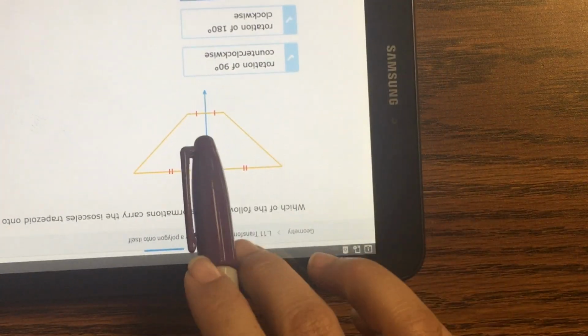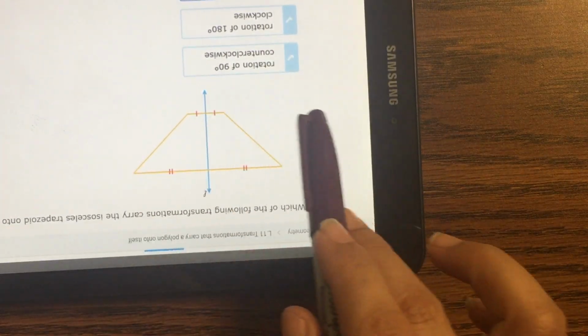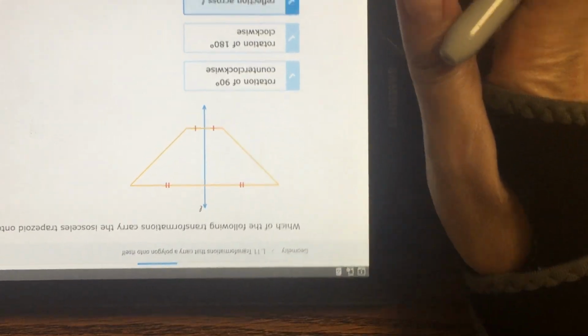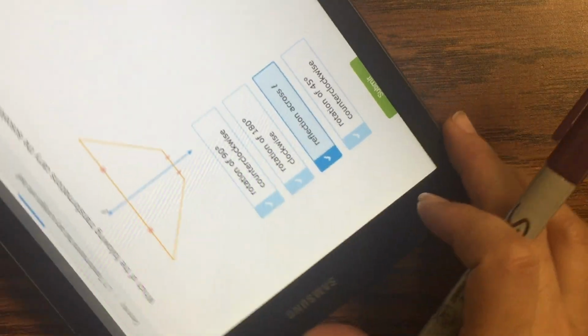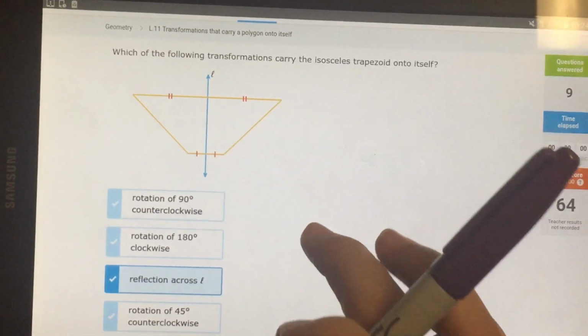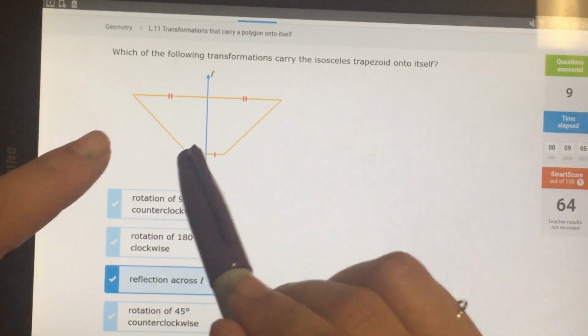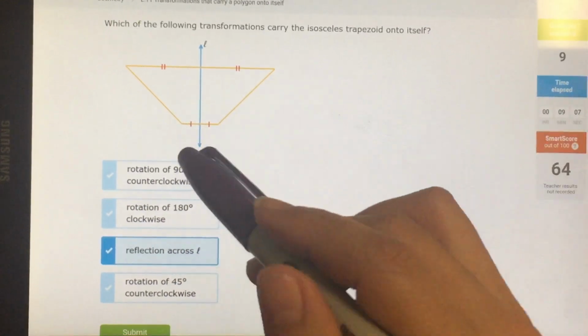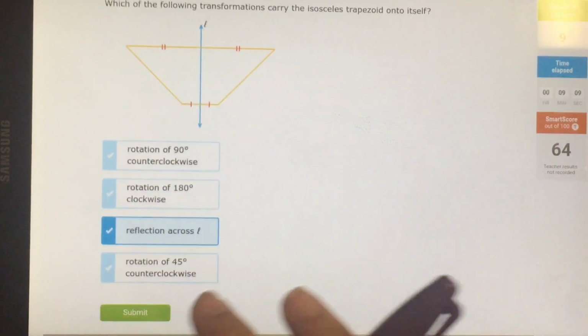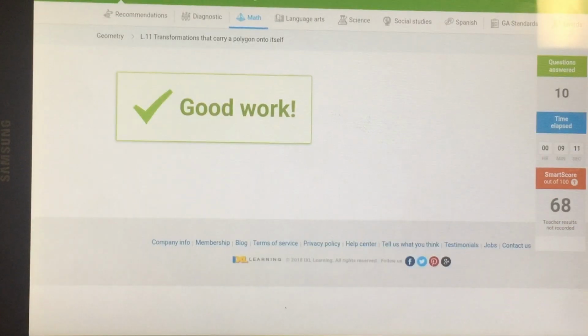This kind of looks similar, but it's not quite, because this top needed to be longer and then short on the bottom. So 180 doesn't work. And you just keep turning it, and it looks like there's nowhere where this shape looks exactly like this, except here at 0 and 360. And since none of those are the options, submit.